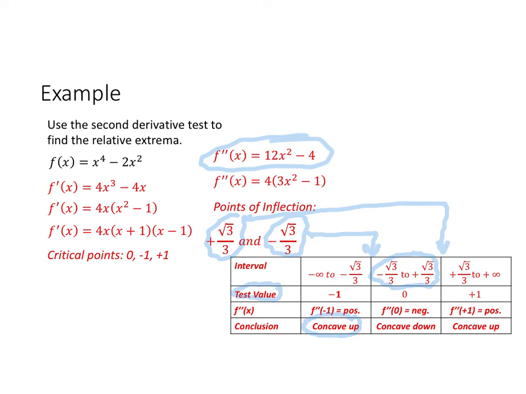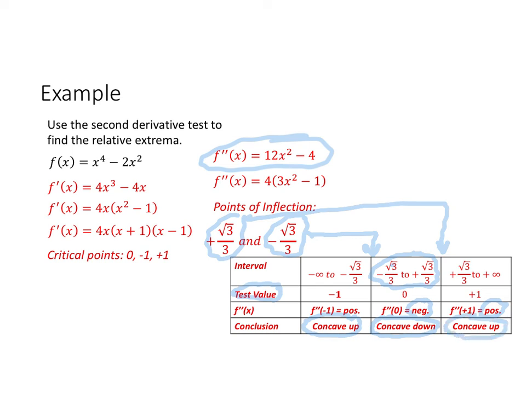All right, our next critical point in this interval here is 0. So if I plug in 0 for x, I come out with the second derivative being negative. So this means at this point 0, or in this interval, I should say, it's concave down. And then lastly, the critical point +1, which is in this far right region, if I plug that into the second derivative, I find that it is also positive. So therefore, it's concave up in this region.